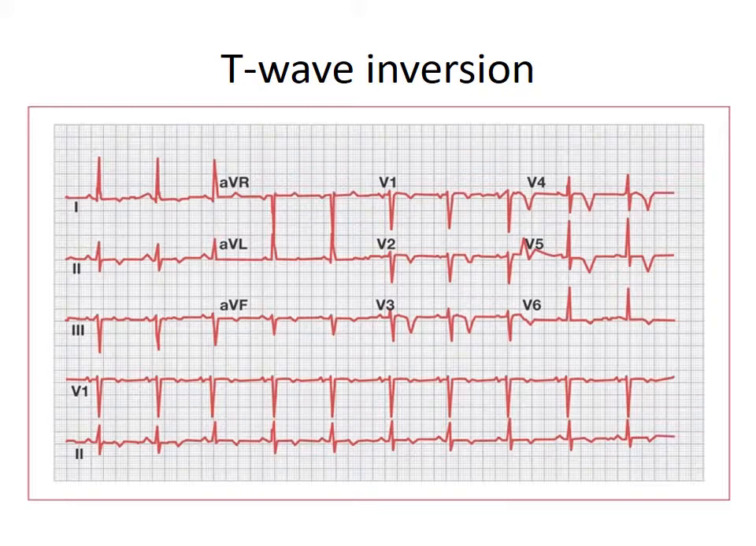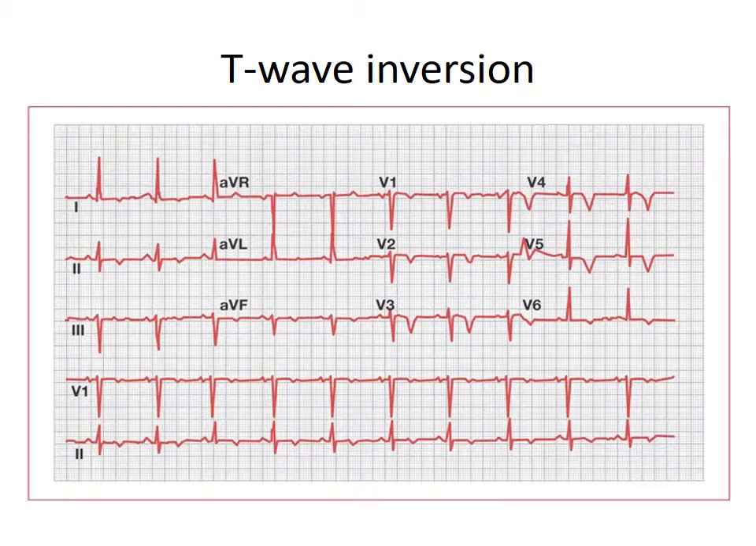All right, T-wave inversion. If you look at this, almost all the T-waves are inverted. Certainly they are in V1, V2, V3, V4, V5, V6, and lead 1, even in lead 2. What does that mean? You've got diffuse ischemia going on. You've got it in the septum, anterior. You've also got it in the lateral leads.